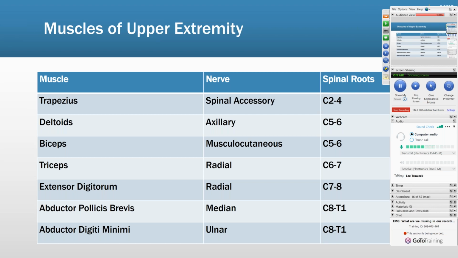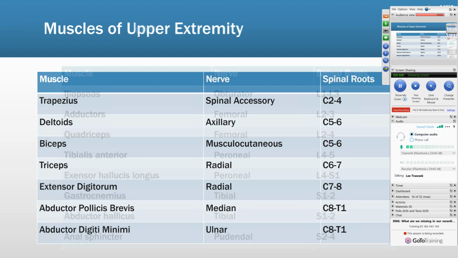Those are the typical ones. Also flexor carpi ulnaris, flexor digitorum, dorsal interossei, lumbricals. Those are other muscles we can monitor in the upper extremity.